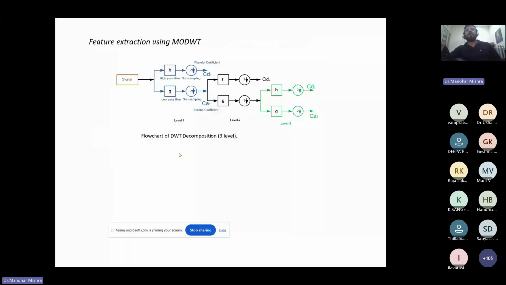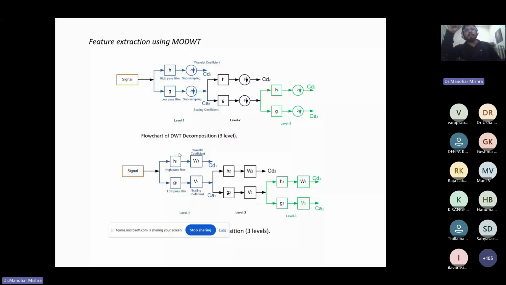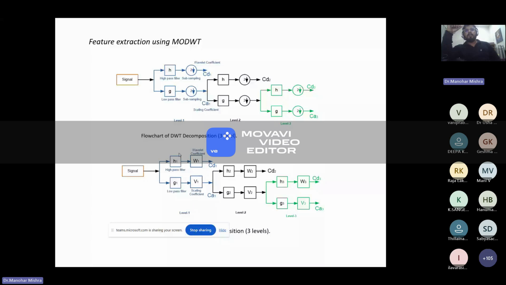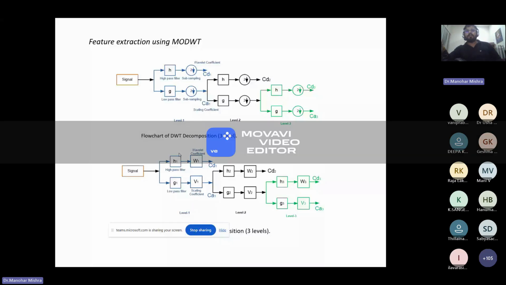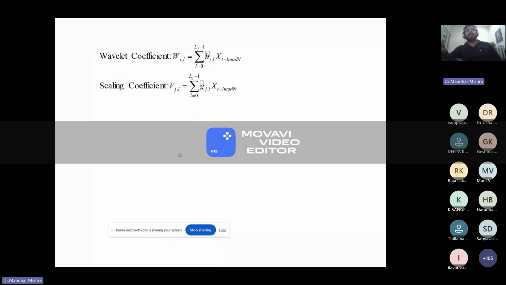So here is the MODWT, the maximum overlap discrete wavelet transform. This is the normal flow chart of the 3-level DWT, and the diagram below is the 3-level MODWT. In the previous one, the high pass and low pass filters are connected with down sampling, but here we apply the wavelet coefficient W1 and the scaling coefficient directly. Here are the equations for the wavelet coefficient and the scaling coefficient.